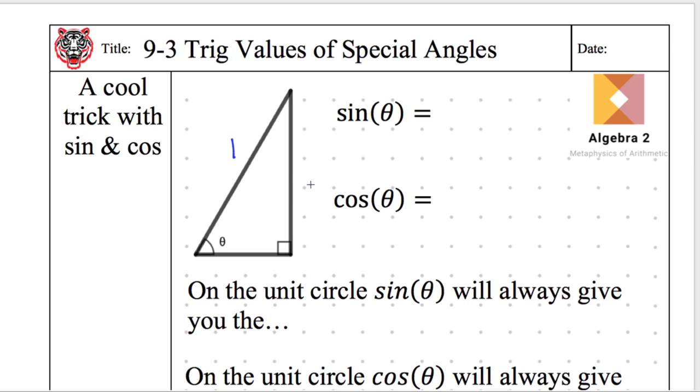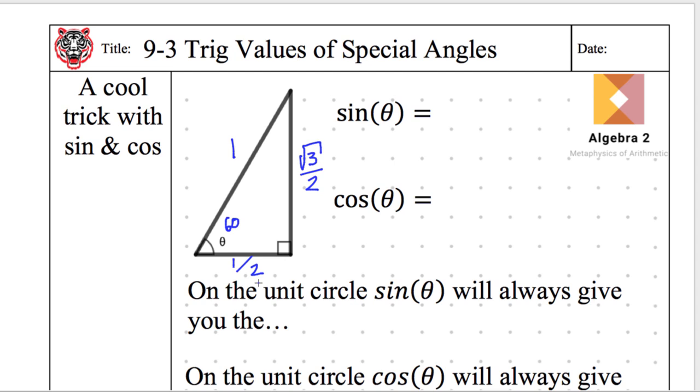So review from 9-2, let's just call this theta. What if it was 60 degrees? Then this length right here would be? Square root of 3 over 2. Nice. And this length right here would be? 1 over 2.